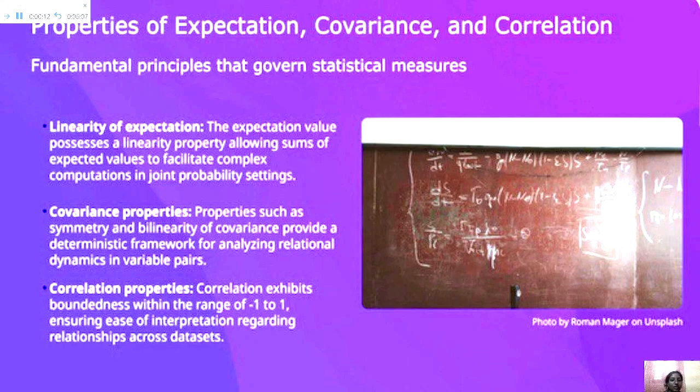Linearity of expectation. The expectation possesses a linearity property, allowing sums of expected values to facilitate complex computation in joint probability settings. Covariance properties. Properties such as symmetry and bilinearity of covariance provide a deterministic frame for analyzing relational dynamics in variable pairs. Correlation properties. Correlation exhibits boundedness within the range of -1 to 1, ensuring ease of interpretation regarding relationships across data sets.